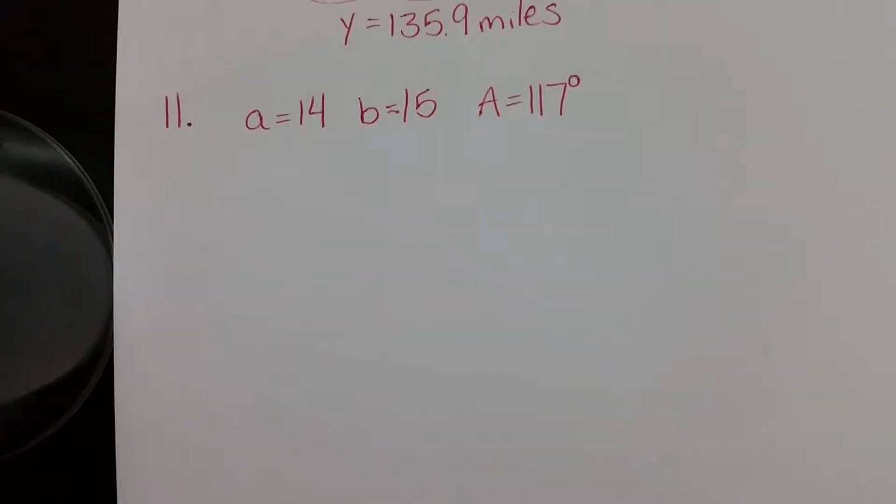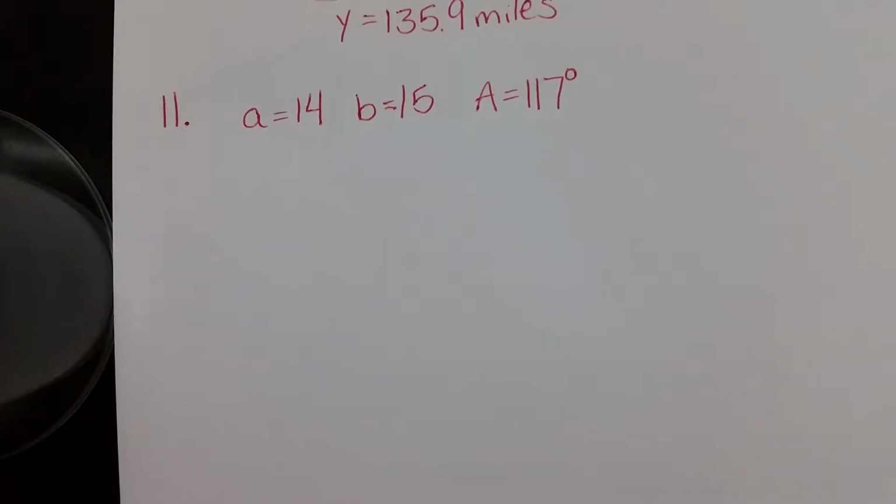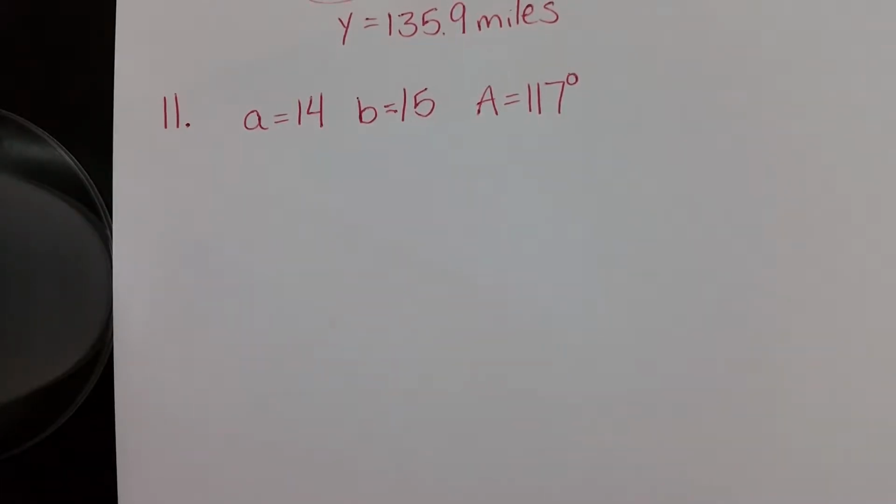This is question 11. The directions say, find all solutions for the given triangle if possible. If no solution exists, write no solution. Round side lengths to the nearest tenth and angle measures to the nearest degree.